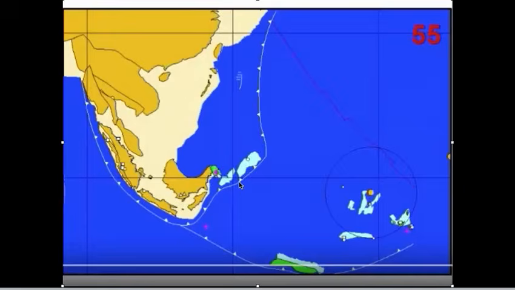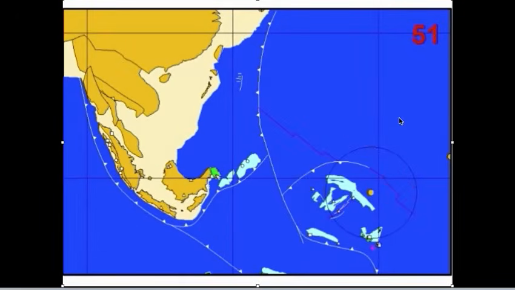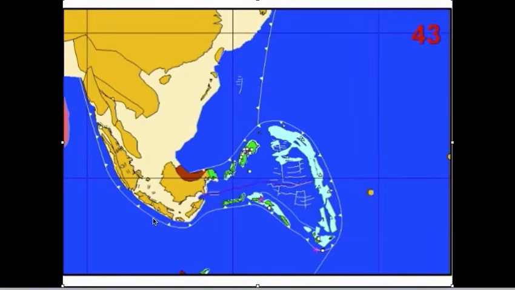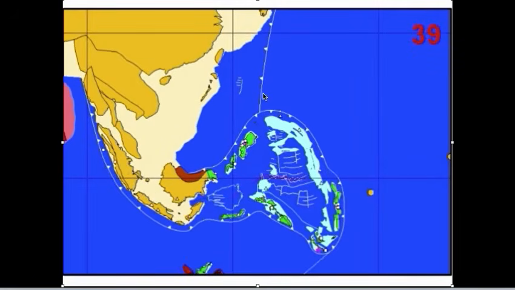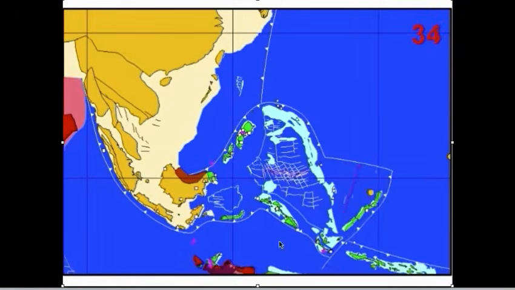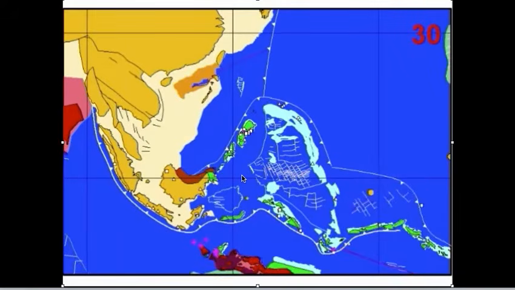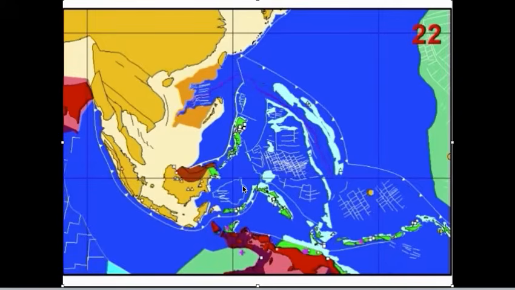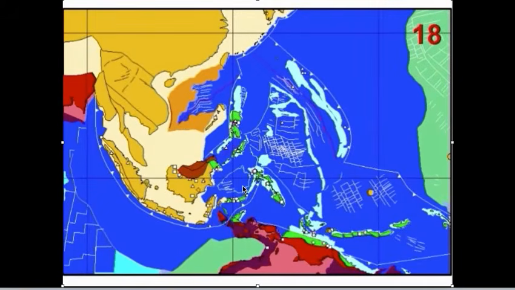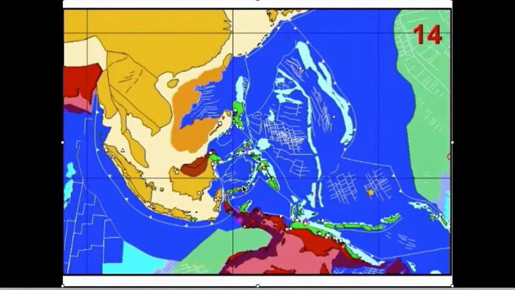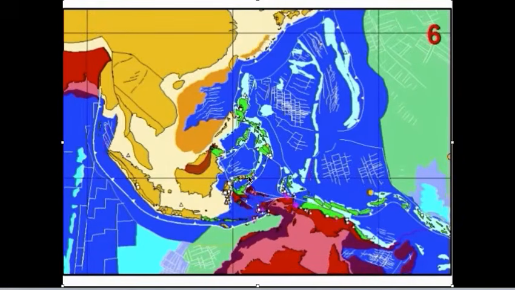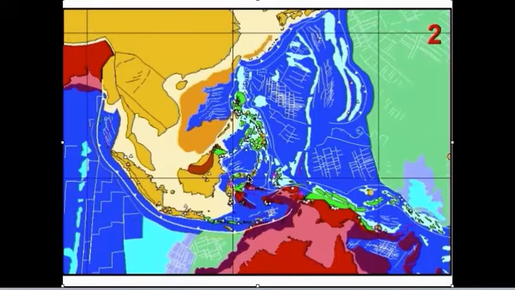So let's see that all over again. About 55 million years ago, the tectonic plates were moving, influencing all of this area over here, creating independent islands and archipelagos. And after millions more years, the Philippines then became what it looks like right now, this archipelago. And that was how the Philippines was created.